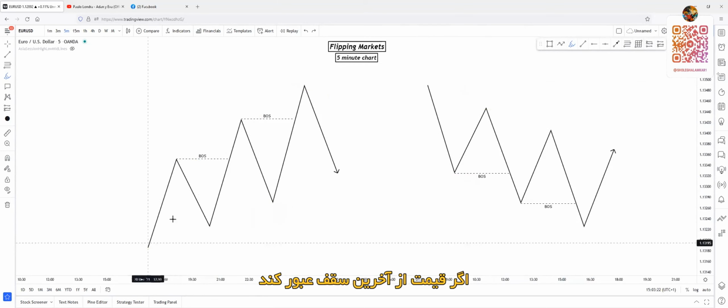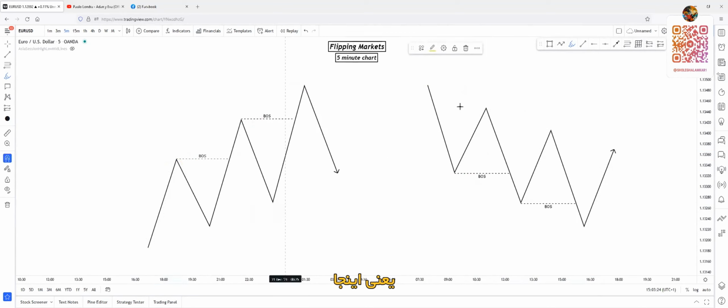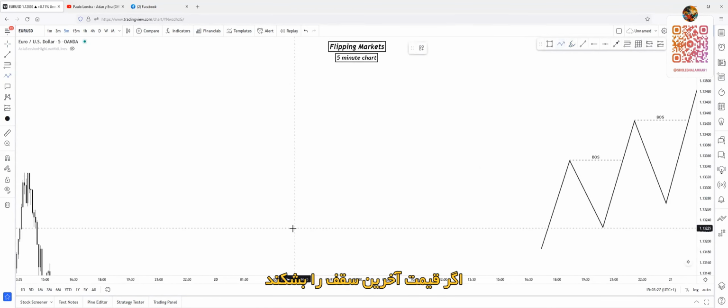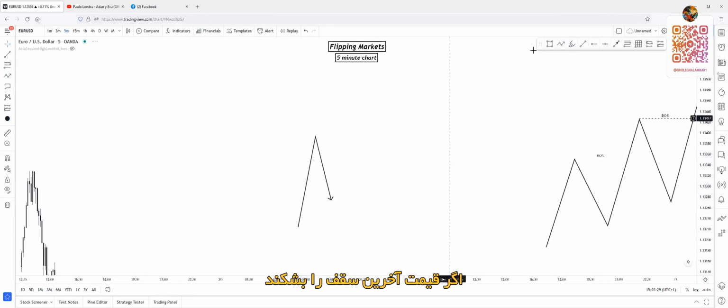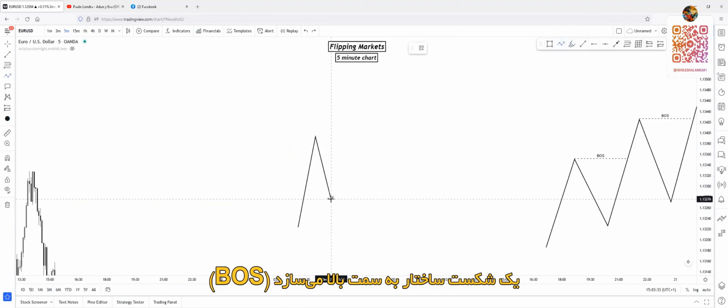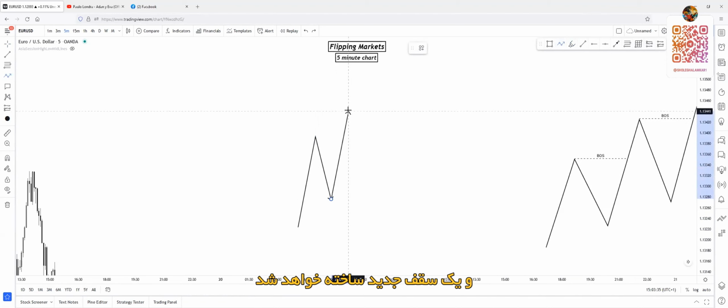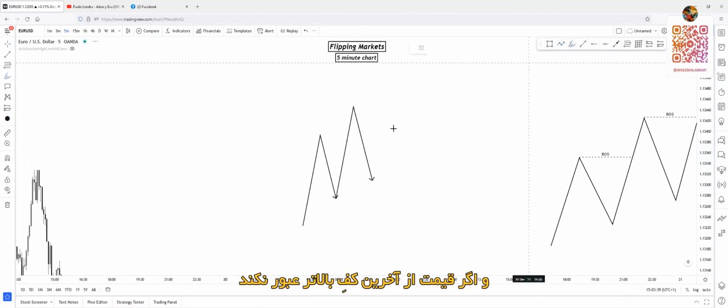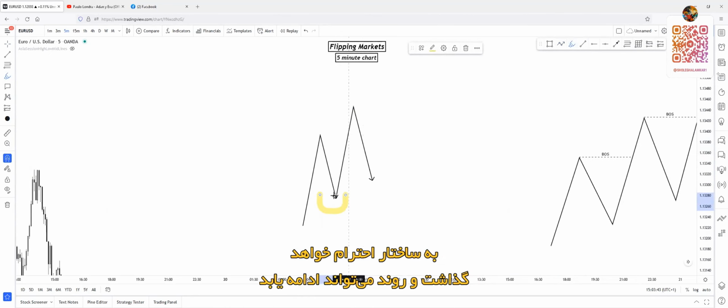If price breaks through the last high point, which is this one, I will just draw it instead. So if price breaks through the last high point, which is this one, it will create a breakout structure to the upside and will create a new high. After this, price will create a pullback, and if it doesn't break below the last low point, the last higher low point, it will respect the structure and the trend can continue.